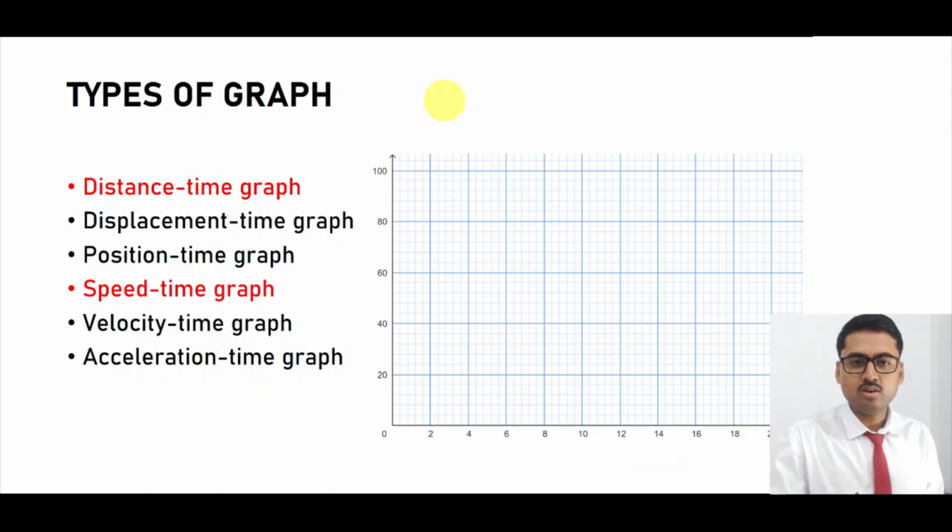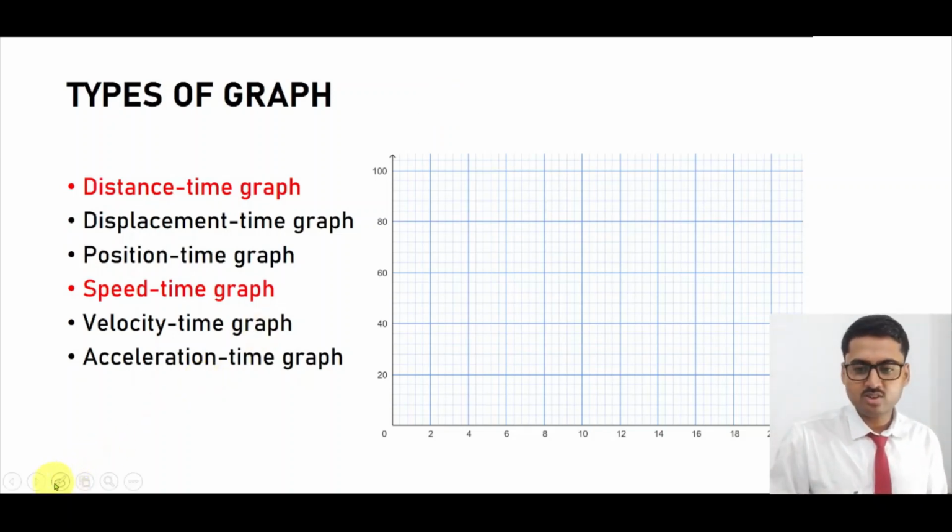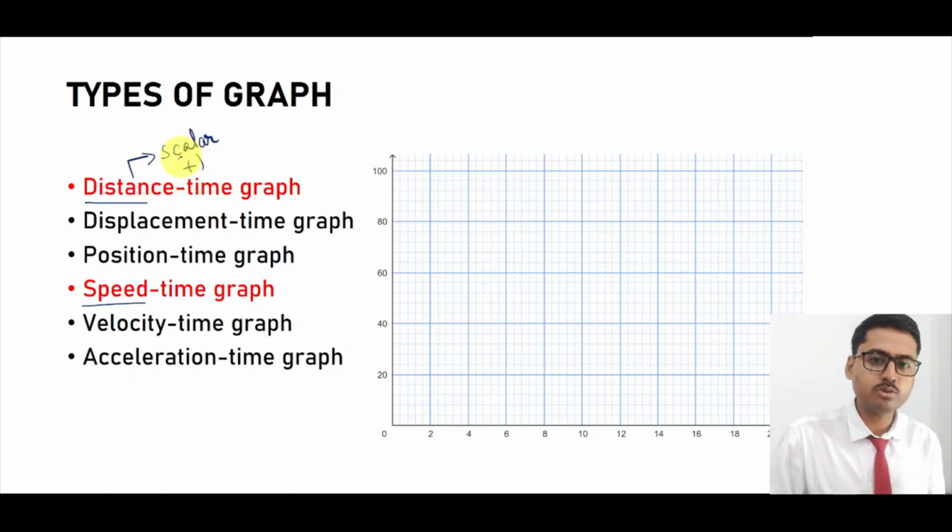Okay, now one thing to see over here is I have highlighted the distance time graph and speed time graph in red, whereas all the other graphs are in black. So what could be the reason behind this? Well, you know, distance and speed, these both are scalar quantities. They are scalar quantities, which means that they have only magnitude. We do not require direction to express them, which also means that the value of distance can never be negative, it is always positive. Similarly, the value of speed is always positive.